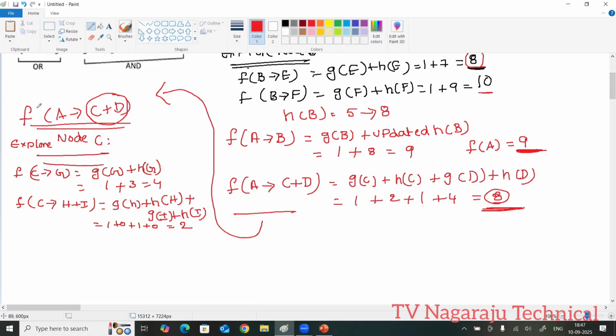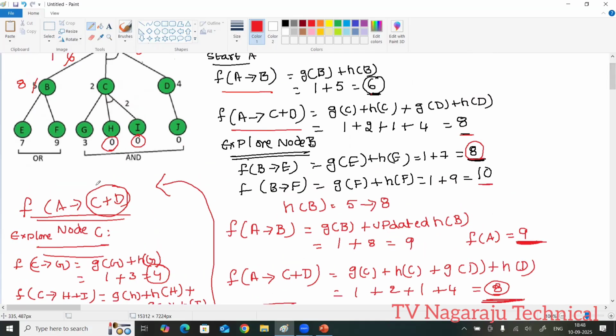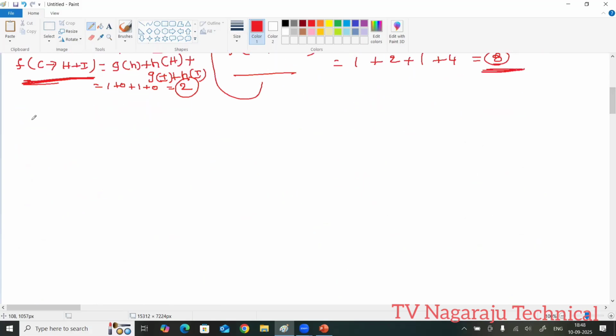So in this step, after exploring node C, what am I getting? Here I am getting a value 4, here a value 4, and here a value 2. Anyway, which one are you selecting? You are selecting this path, C to H plus I. And one more thing, here the heuristic values are already 0, that is, these match the actual cost. Okay. Now, not at all completed. We are exploring node C only. Now you need to explore node D also.